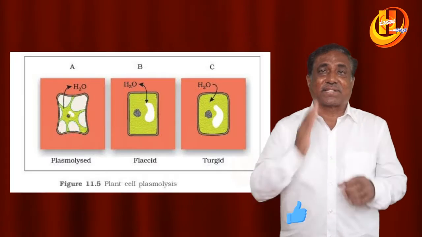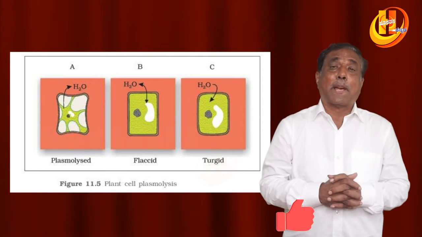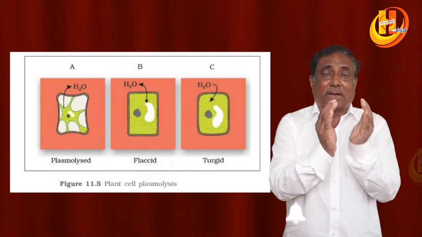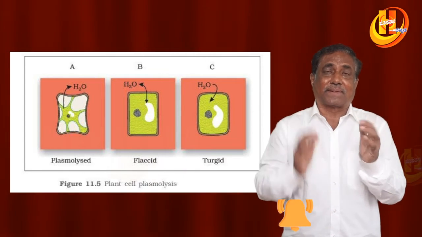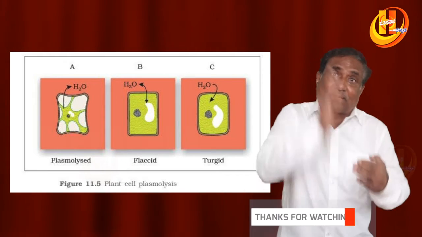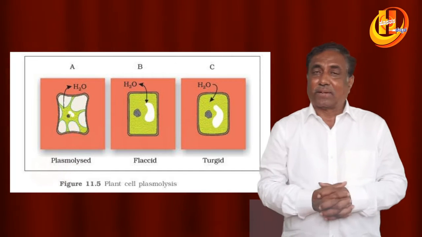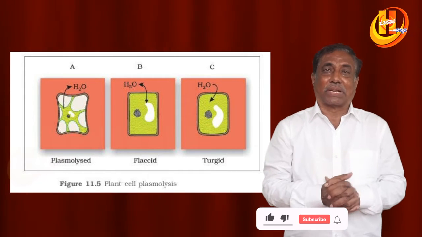In a flaccid cell, shrinkage of protoplasm takes place, called plasmolysis. So during plasmolysis, the water is removed from the cytoplasm. After the cytoplasm, water present in the vacuole is removed. This is also very important for your NEET examination. It is given in a flaccid cell.